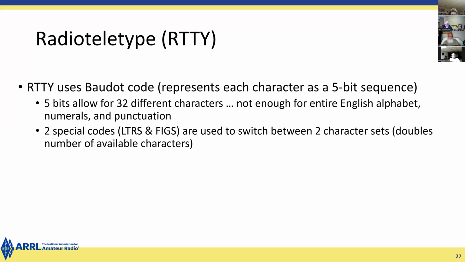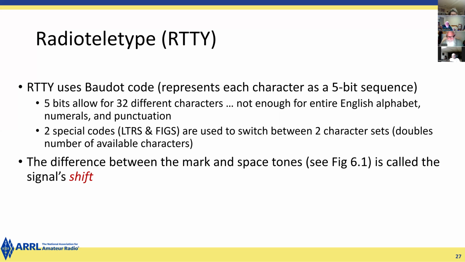So the idea is when you receive a letters or figures character, then the characters following that use that particular character set until one of 2 things happens. Either you receive another letters or figures character, or in some cases, when you send a space character, it will unshift. So space also shows up in both character sets.